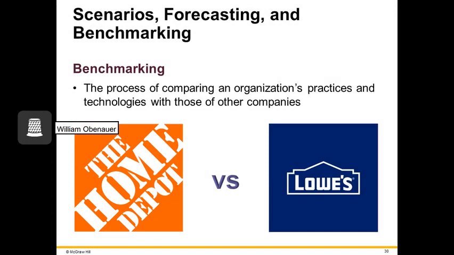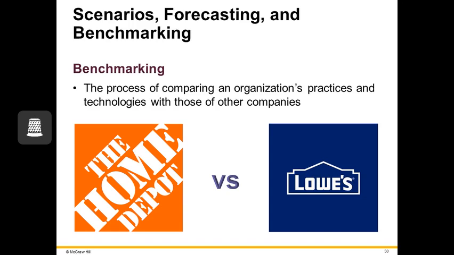Organizations will also engage in a process called benchmarking. This is when we compare our organization to another comparable rival. I've got Home Depot and Lowe's as examples here because if you ever walk in one store and then go look at the other, you'll notice that their products are priced almost identically right down to the penny. Home Depot does a very good job of benchmarking against Lowe's, and Lowe's does a very good job of benchmarking against Home Depot.